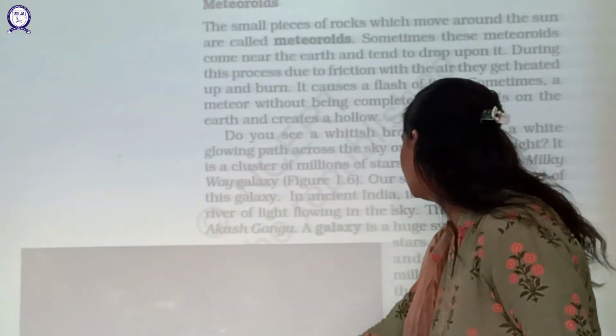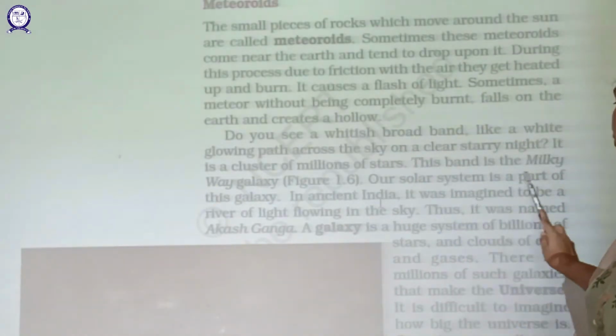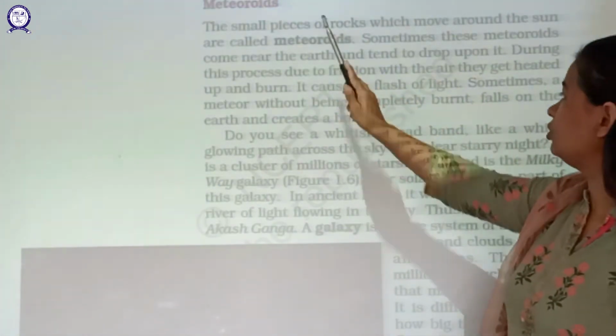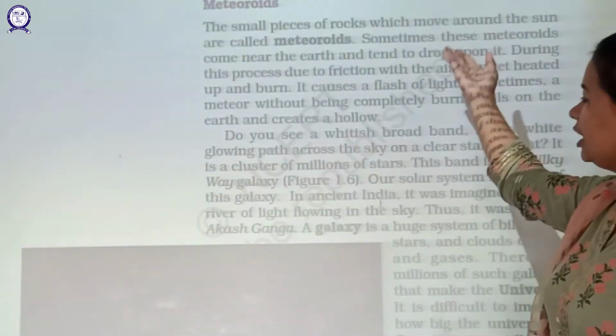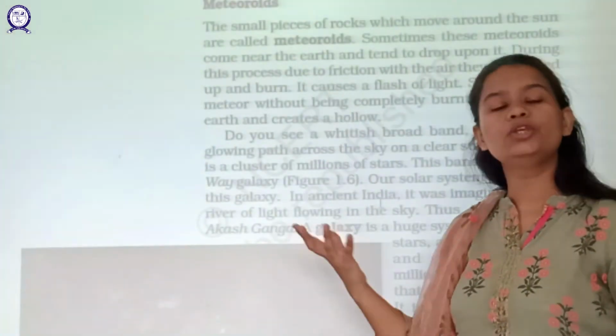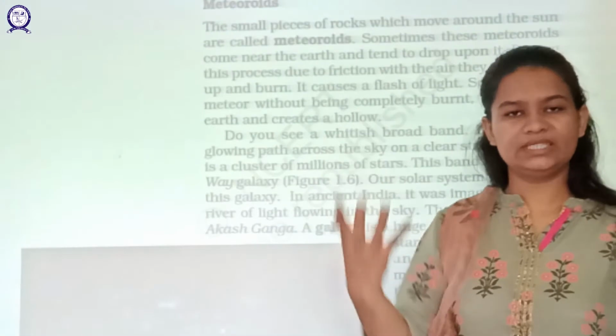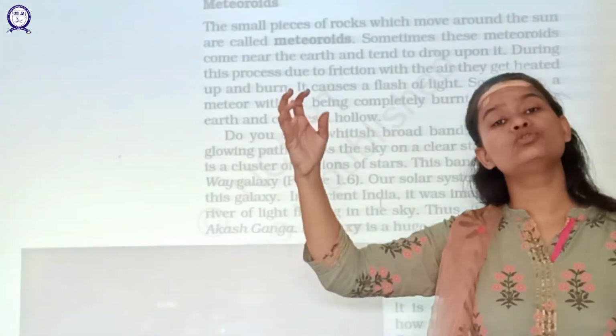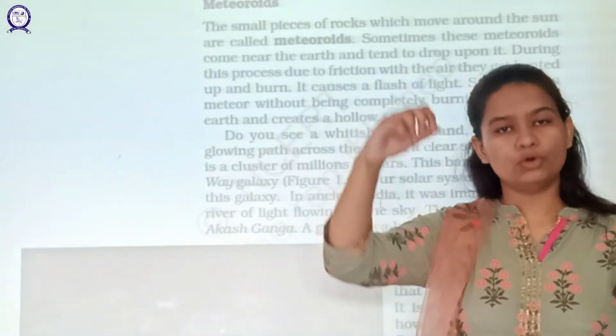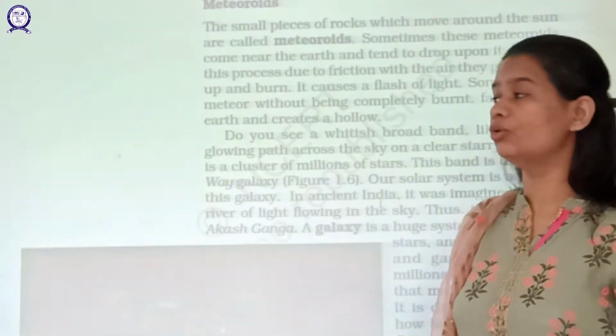Now you can see here, students, our solar system. Now we will discuss the example of meteoroids. I already told you how they fall. They are pieces of rock only, which fall from space on the earth's surface and create a hole on the earth's surface.